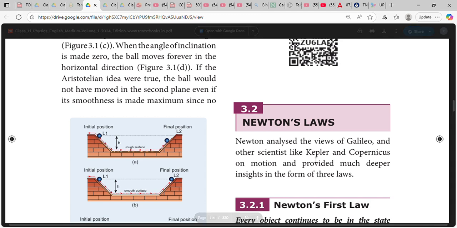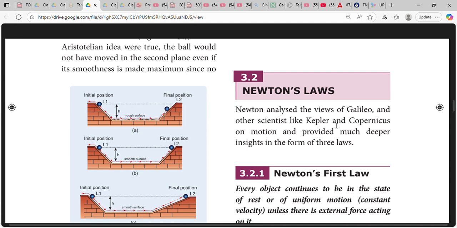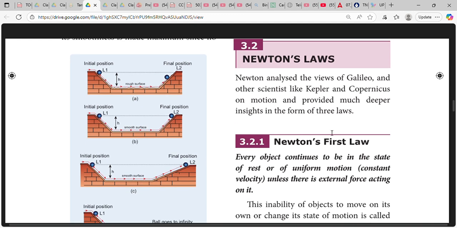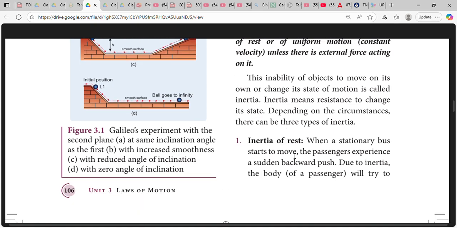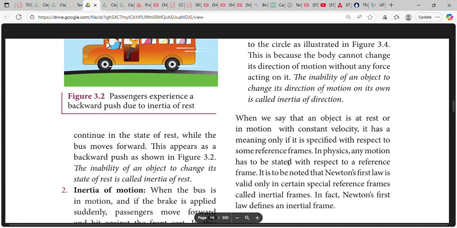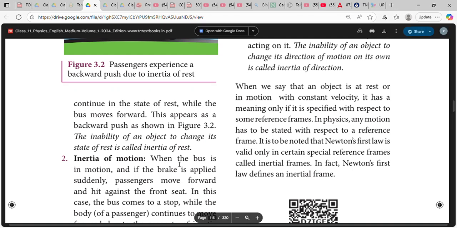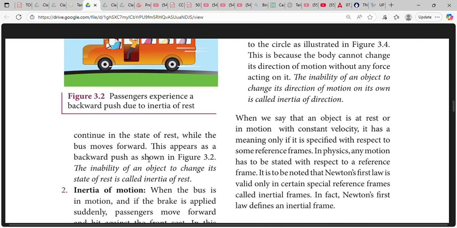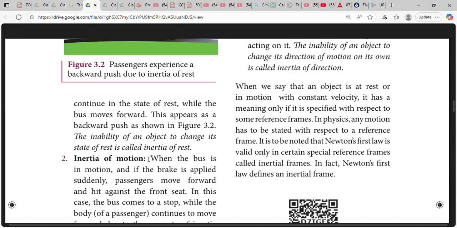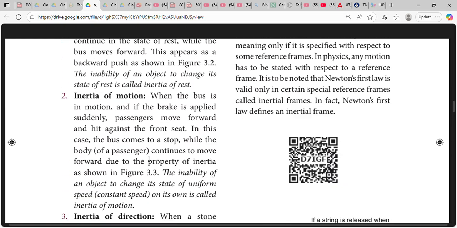Newton analyzed the views of Galileo and other scientists like Kepler and Copernicus on motion and provided much deeper insights in the form of three laws. Newton's first law: every object continues to be in the state of rest or of uniform motion unless there is an external force acting on it. So whenever the object is at rest or in motion, it needs an external force to start it or stop it.